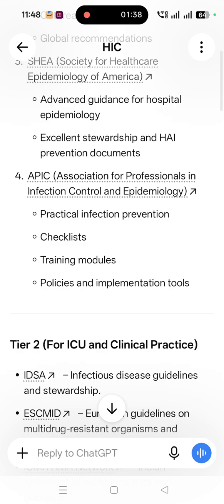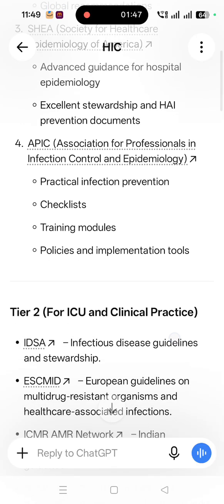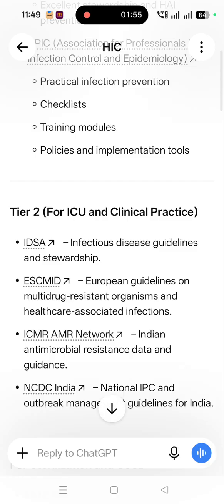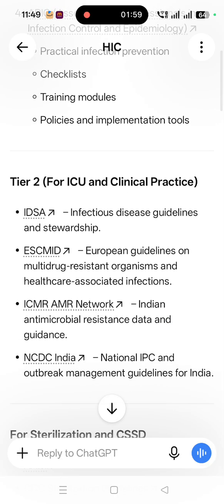Then one more is there, that is APIC, that is Association for Professionals in Infection Control and Epidemiology. Here you can read about practical infection prevention. Checklists are given, training modules, policies and implementation tools. So these all can be read.